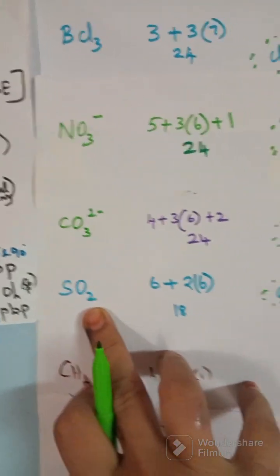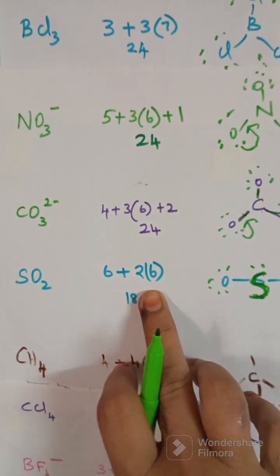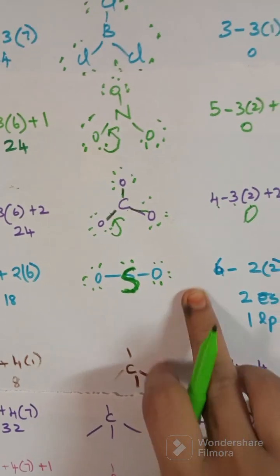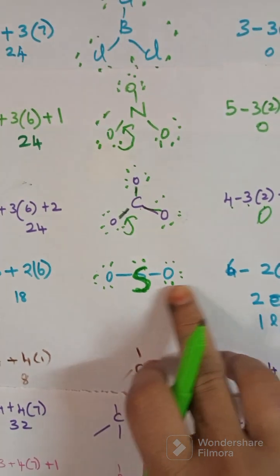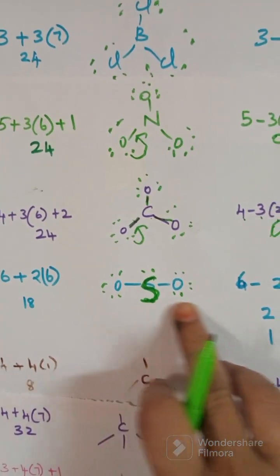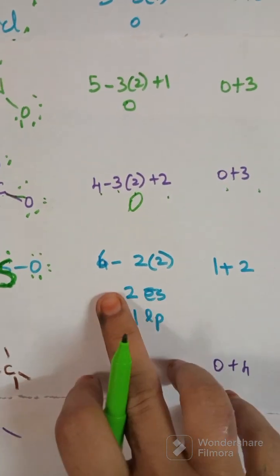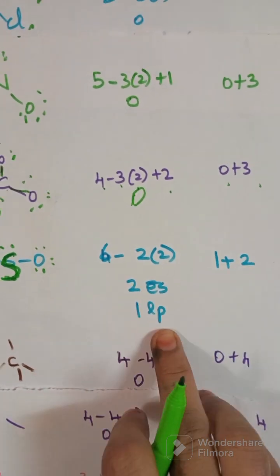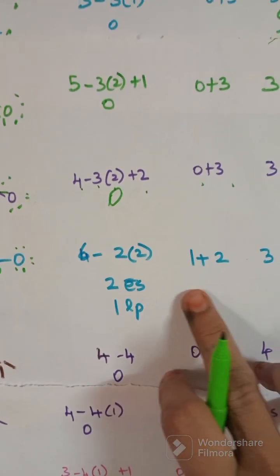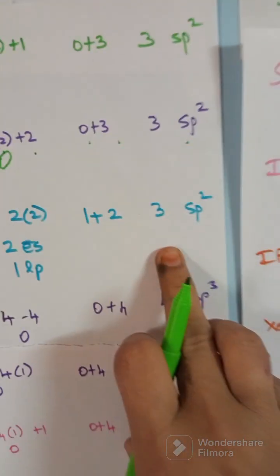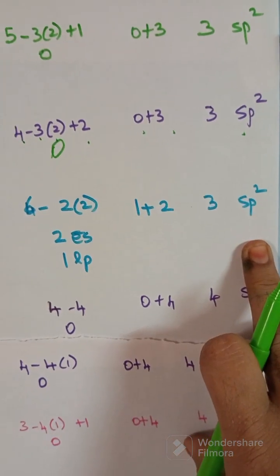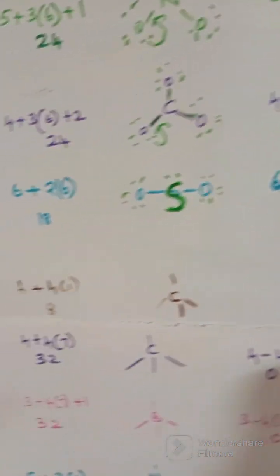Let us do sulfur dioxide again. Sulfur 6 plus 2 into 6, 18. So 18 electrons have been accommodated with 1 lone pair on sulfur. So the lone electrons will be 6 minus 2 into 2, that is 1 lone pair. So lone pair plus the surrounding atoms 3, it is sp2 hybridization for sulfur dioxide.